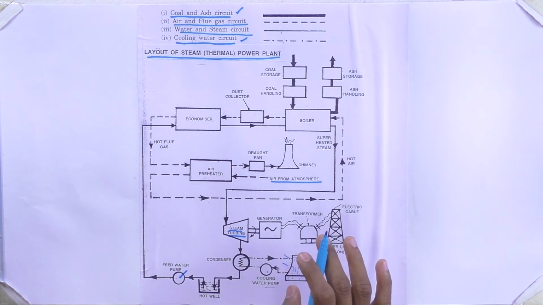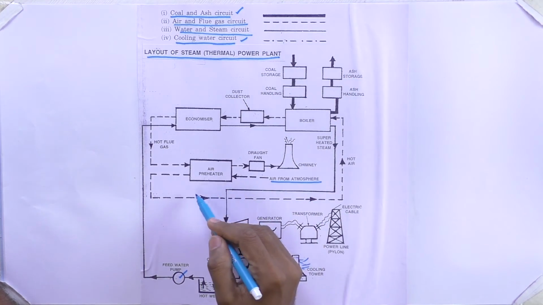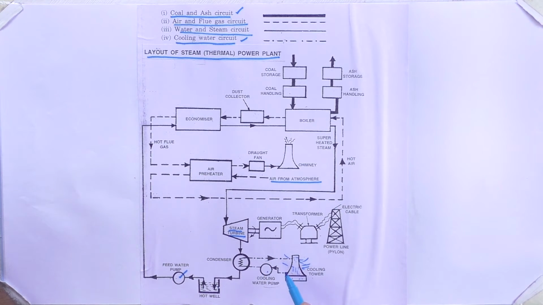So we covered the air and flue gas circuits, atmospheric air, and then the water and steam circuits, and then the cooling water circuits. These are the layout and working of a steam or thermal power plant.